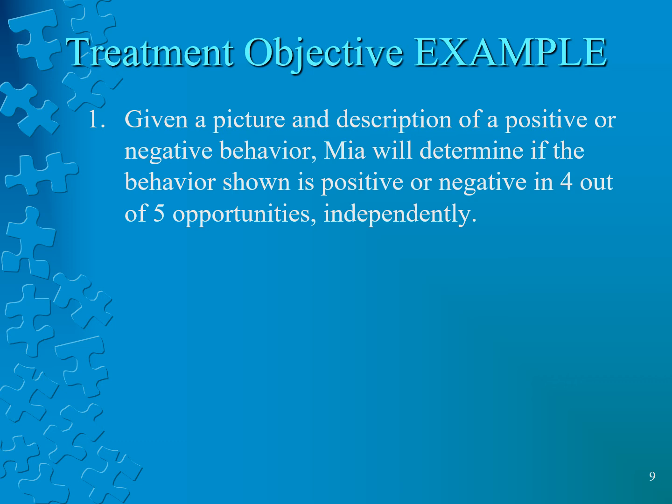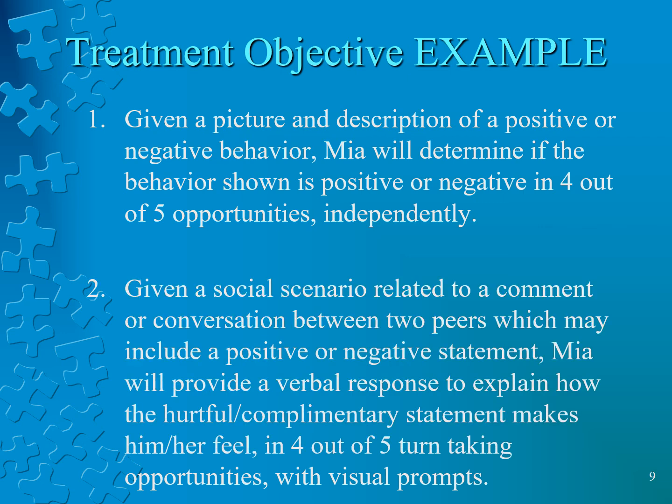So here's one. Given a picture and description of a positive or negative behavior, Mia will determine if the behavior shown is positive or negative in 4 out of 5 opportunities independently. Another example, it's a pretty long one, hang in there. Given a social scenario related to a comment or conversation between 2 peers, which may include a positive or negative statement, Mia will provide a verbal response to explain how the hurtful or complimentary statement makes him or her feel in 4 out of 5 turn-taking opportunities with visual prompts. Now, what we haven't yet talked about is prompting level, which is actually critical for individuals with ASD, and we will certainly get to that.